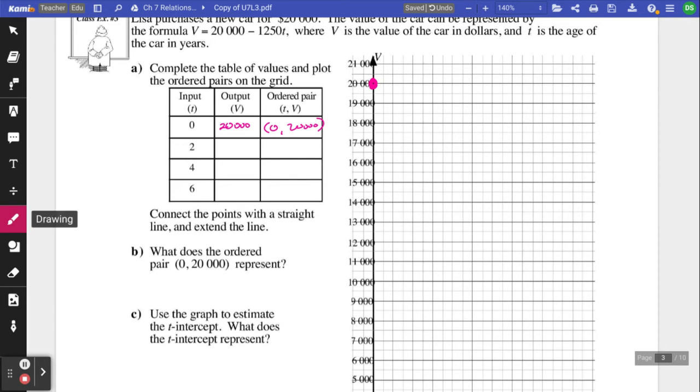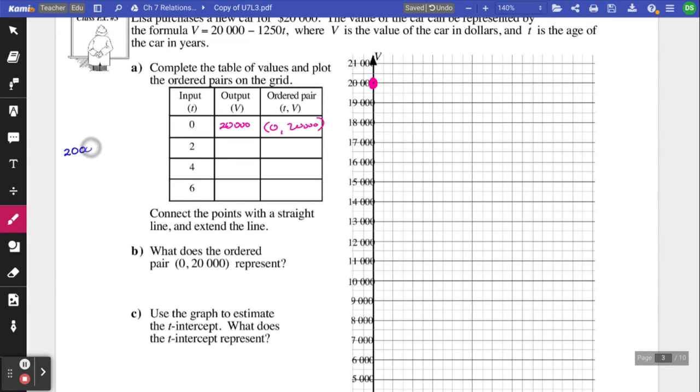Right. Okay, how about after 2 years? How much would it lose in 2 years? 1250 and 1250, how much is that? 2,500. Do you know where I'm getting it? So you just put the 2. Okay, if you don't know what to do, you're going to put $20,000 minus 1,250 times 2. You're going to put 2 in for the T, and you do the math, and what do you end up with? 17,500. Okay, so that's a little spot, (2, 17,500).